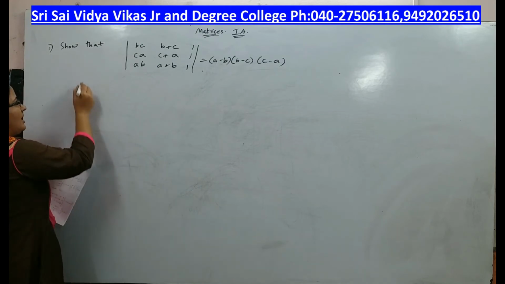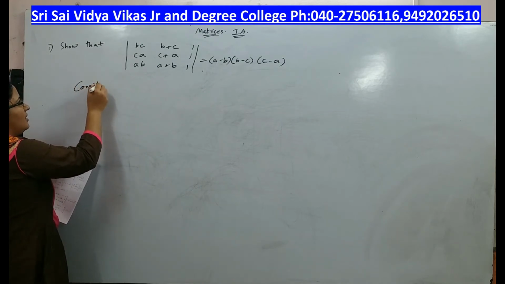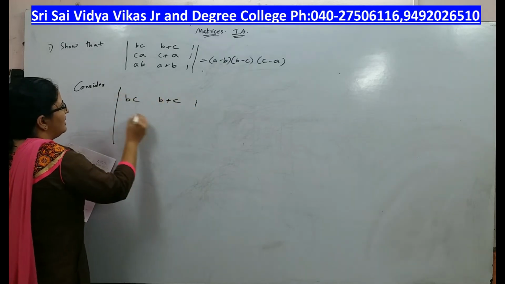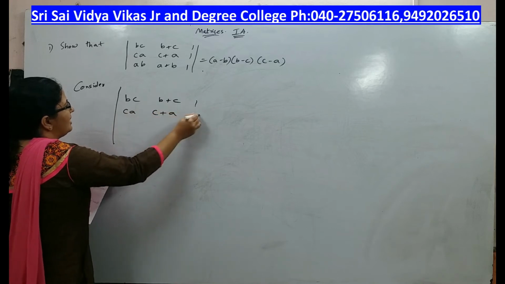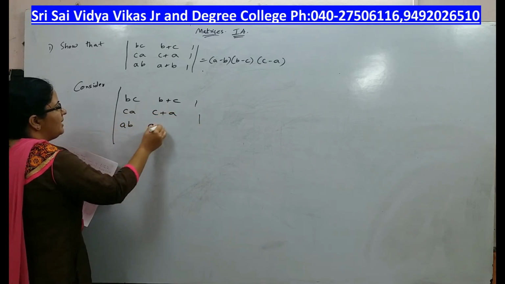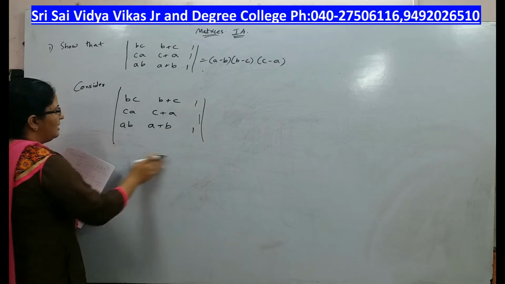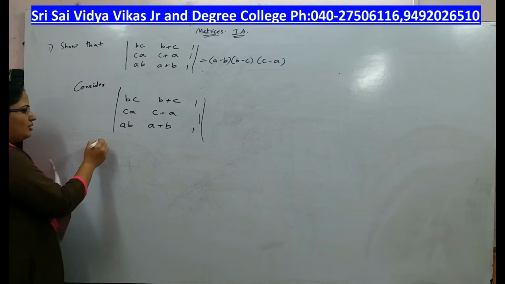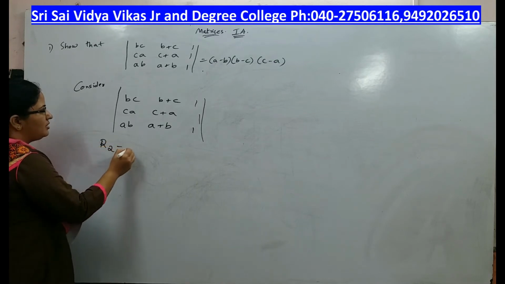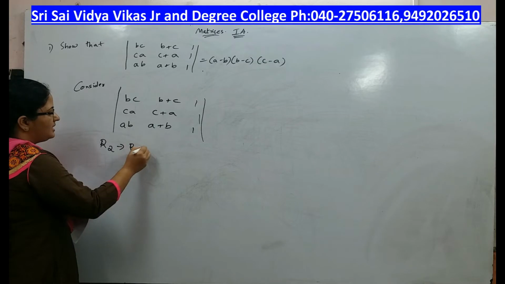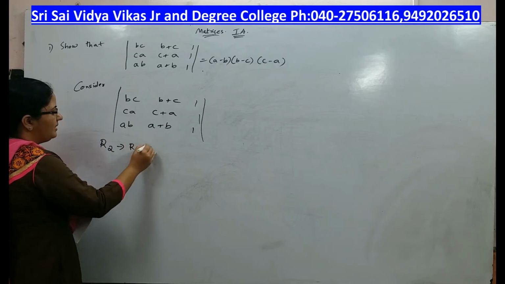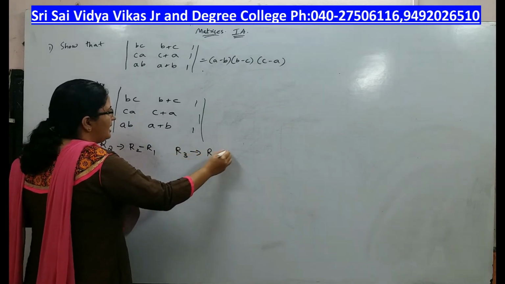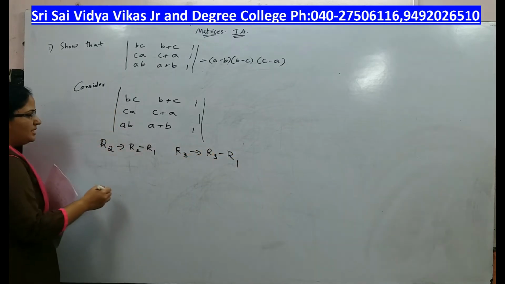Now, consider the determinant BC, B plus C, 1; CA, C plus A, 1; AB, A plus B, 1. We can do some row operations as well as column operations. Let us see, I will show you how to do it. R2 changes to R2 minus R1 and R3 changes to R3 minus R1. So, we will see what you get.